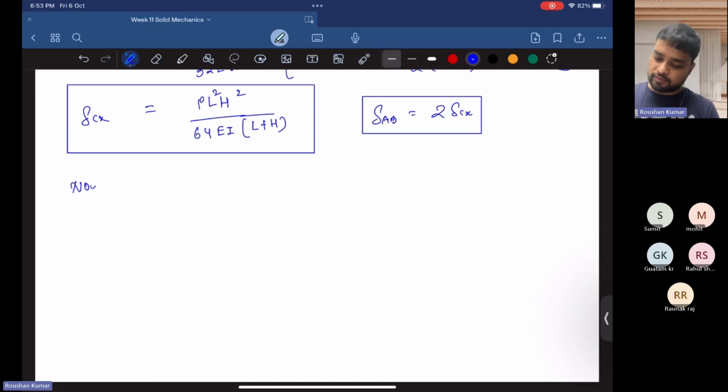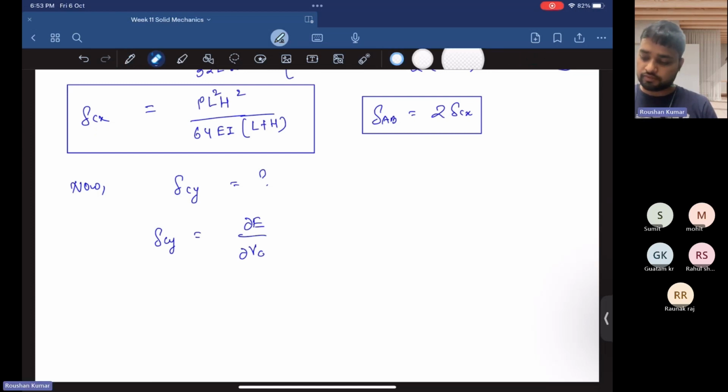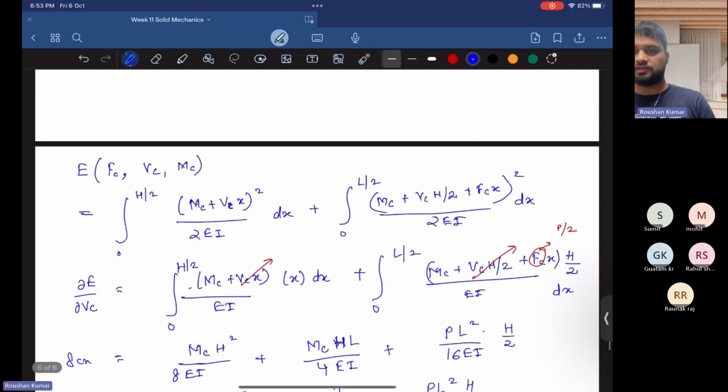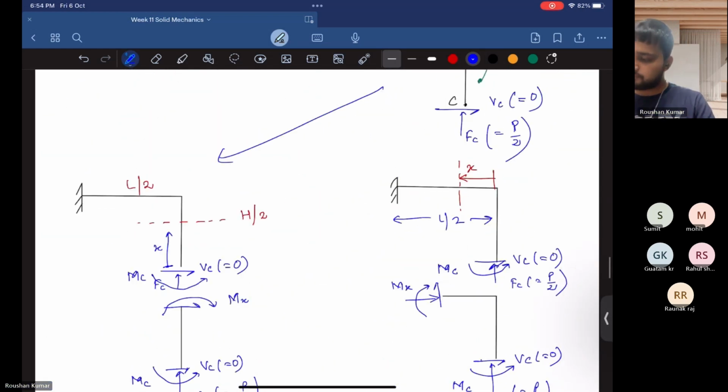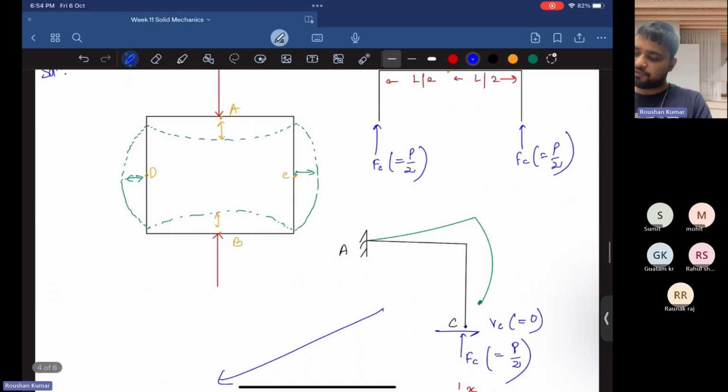Now we have to find the value of delta Cy. Because it is in the vertical direction, this is the displacement along the vertical direction, so that's why we have to take the derivative with respect to vertical force, that is Fc. In the previous case there is a horizontal force acting. You can see in the figure also, for the horizontal displacement we equate with the shear force Vc, so therefore we take the derivative with respect to Vc.